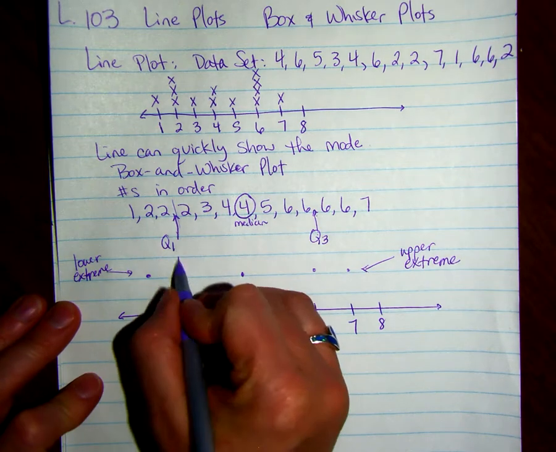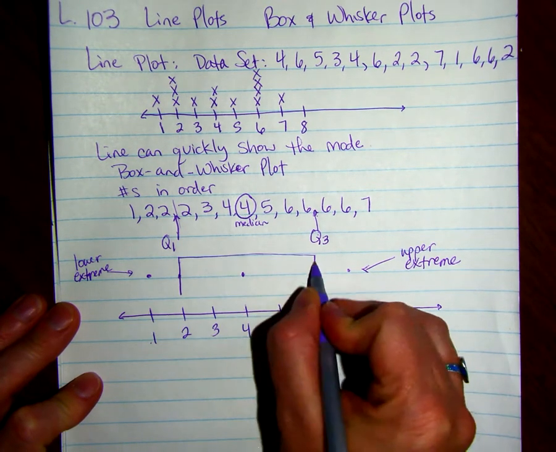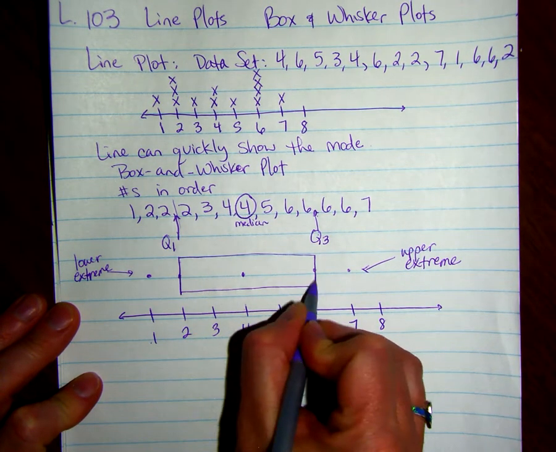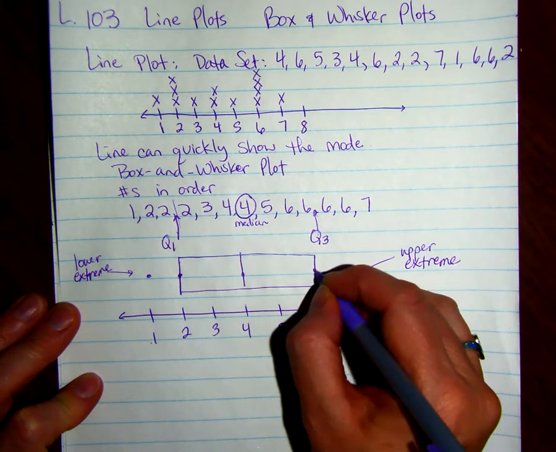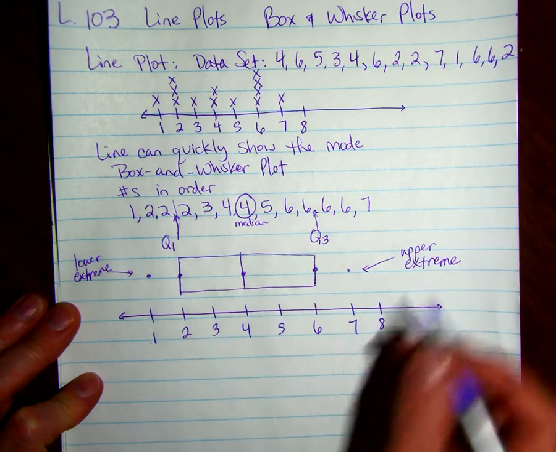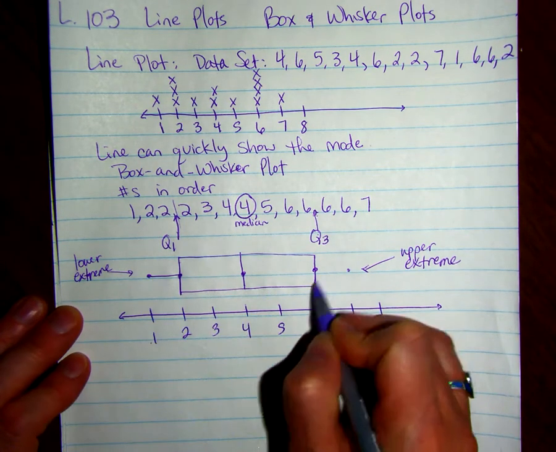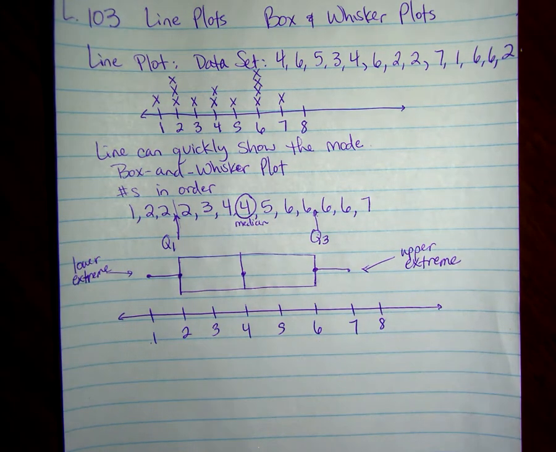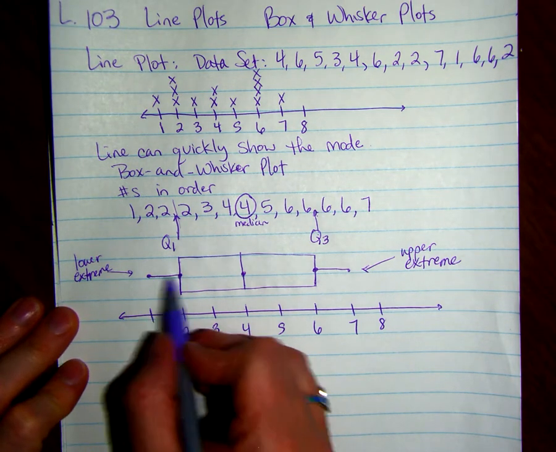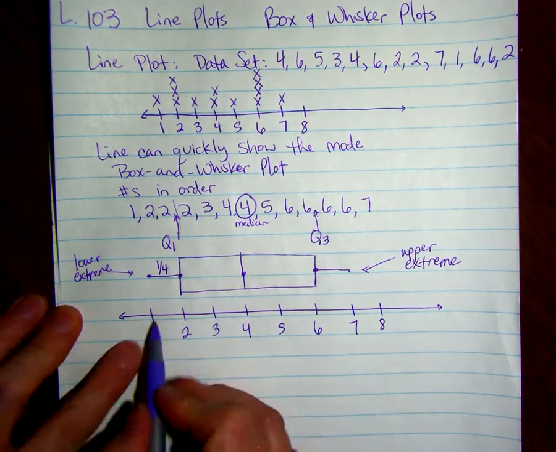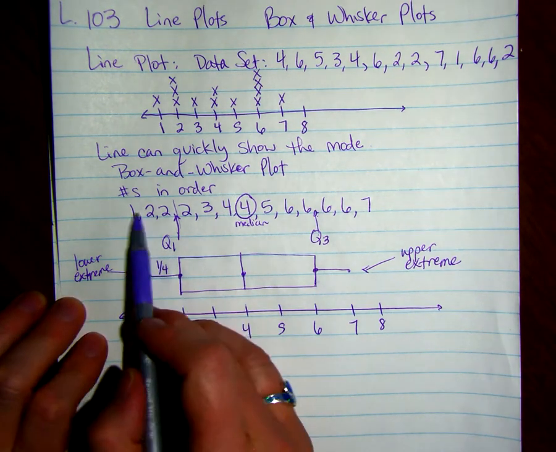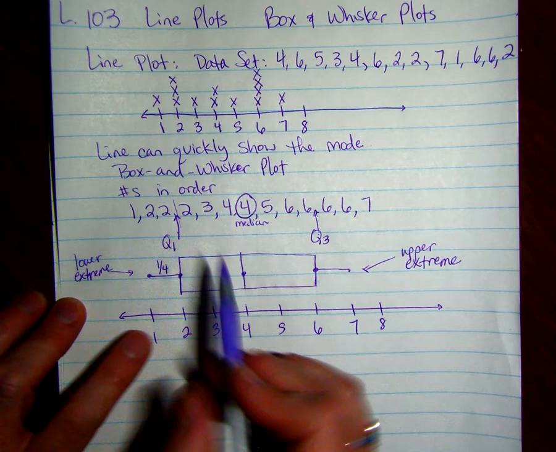Then we draw a box around the middle with the vertical lines going through the outside, the quartile 1, quartile 3, and the median. And then we'll draw whiskers out to the lower and upper extremes. 1/4 of all of our data values fall between 1 and 2. See here we have 1, 2, 2. We have 3 of them there.